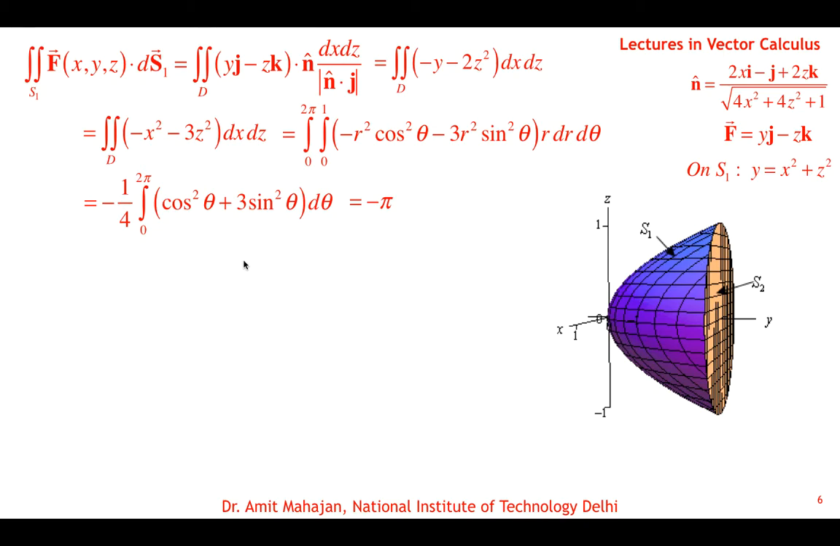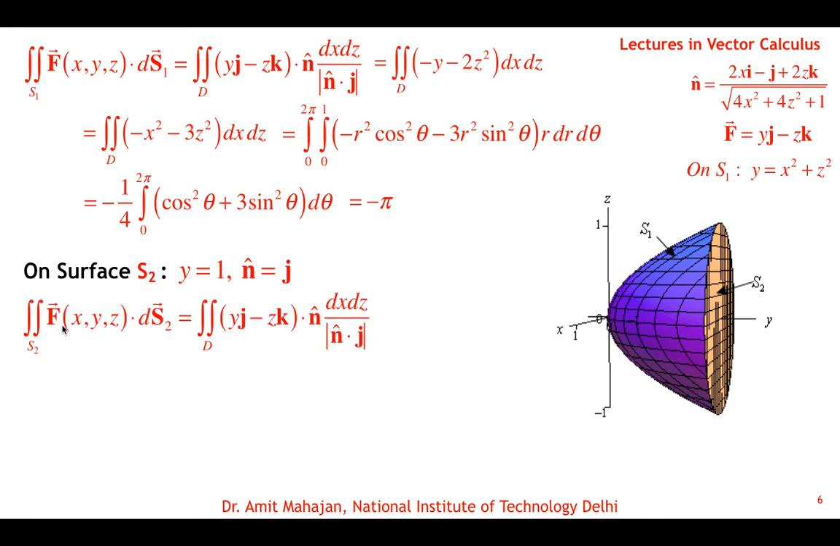Now on the second surface S2. On the surface S2, y is equal to 1 plane, and the unit outward normal will be in the direction of y. So unit normal n is nothing but j cap here. So on surface S2, y is 1, and the unit outward normal is nothing but j. So the flux F dot ds2 will be again the field, which is yj minus zk, dot n cap, which is j here, and dx dz over n dot j.